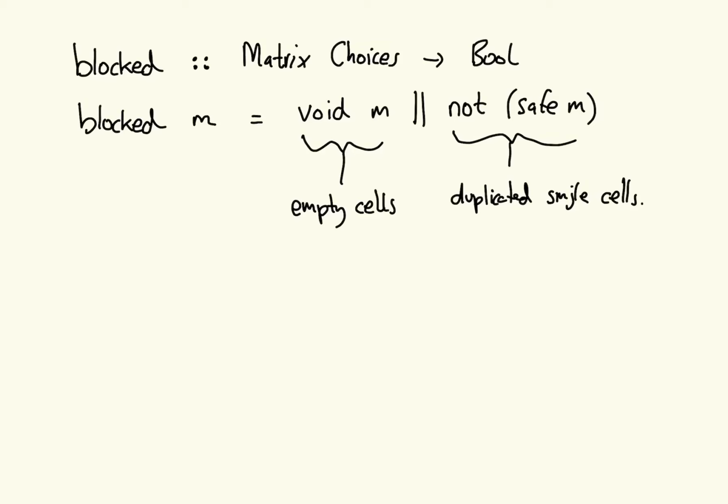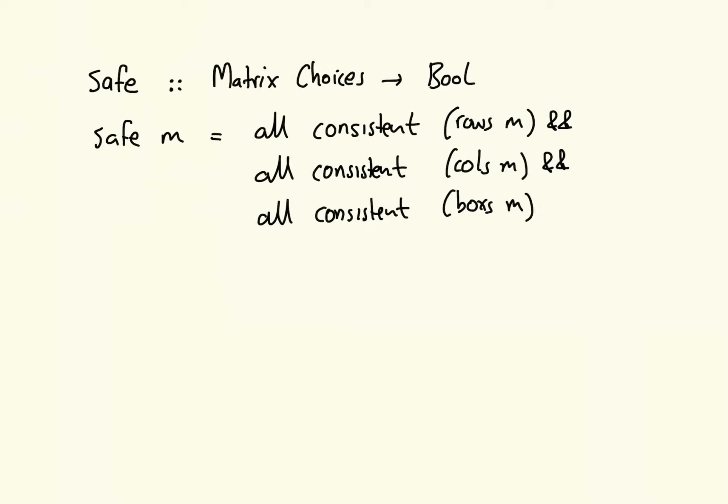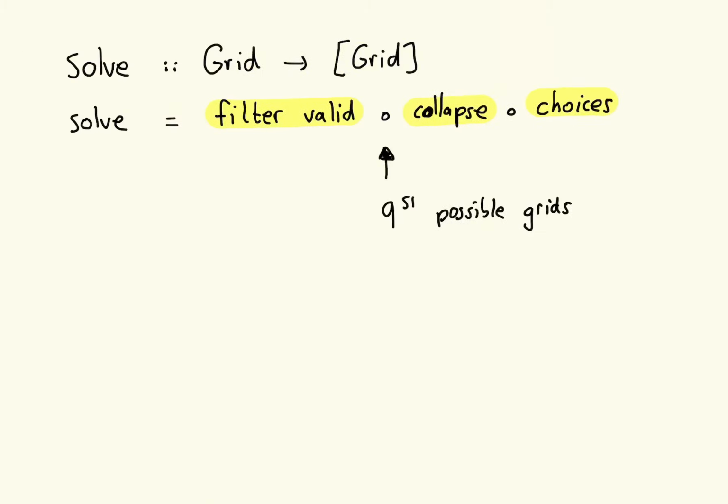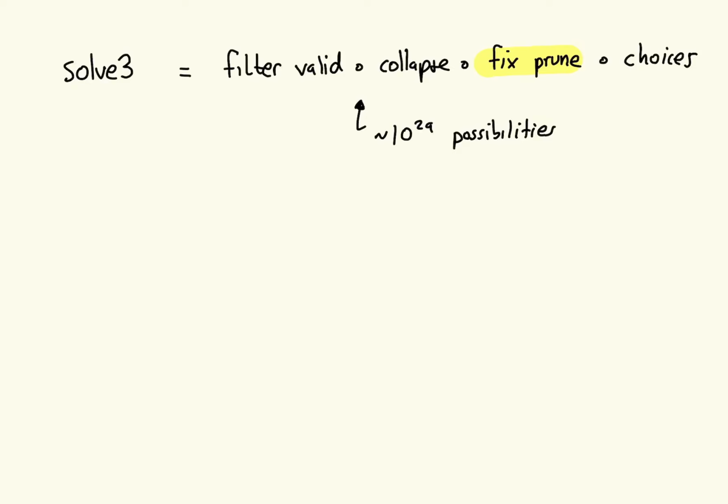And you can ask yourself, why are blocked matrices really bad for our current Sudoku solver? That's solve3, which we talked about a minute ago. And the problem is that a choice that leads to a blocked matrix will be duplicated many times by collapse because it considers all possible combinations. So if we go back to our final solver here, when we apply the collapse function, if we have reached the point where we have a blocked matrix, then that's going to be duplicated many, many times because the collapse function will consider all possible combinations of choices.